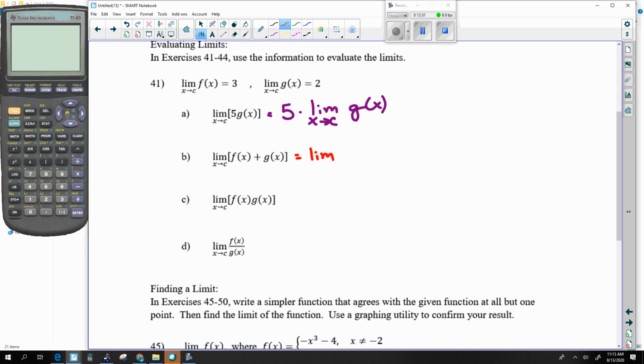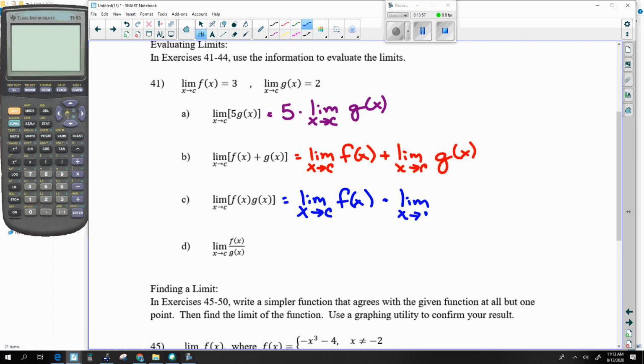Addition, again, is the addition of the individual limits themselves. So if you have f plus g, then it's the same thing as the limit of f plus the limit of g. F times g, you guessed it, is still f times g, but of the individual limits. Again, I'll come back to all of these. And division, again, is just a division.